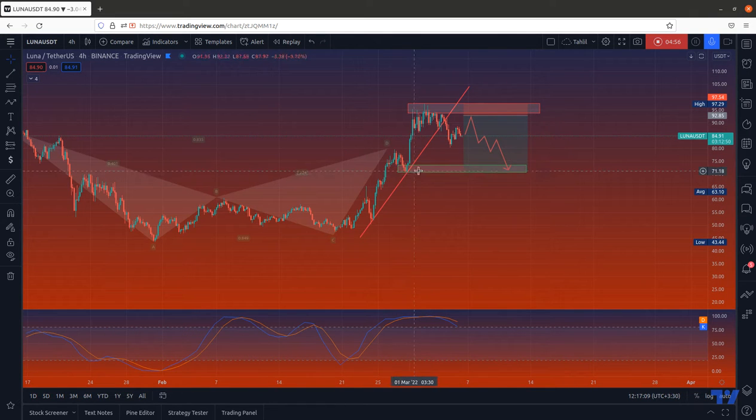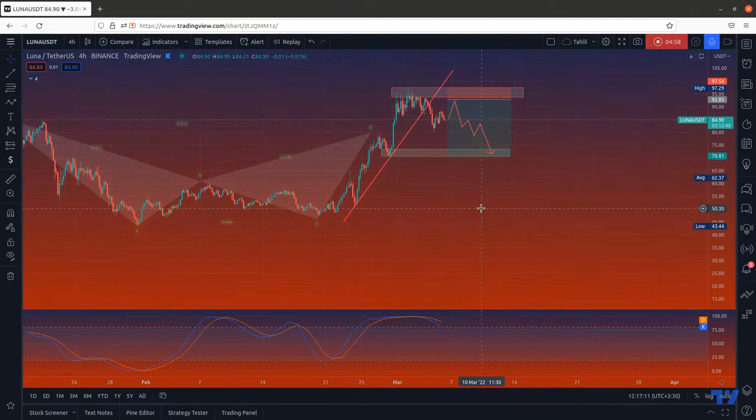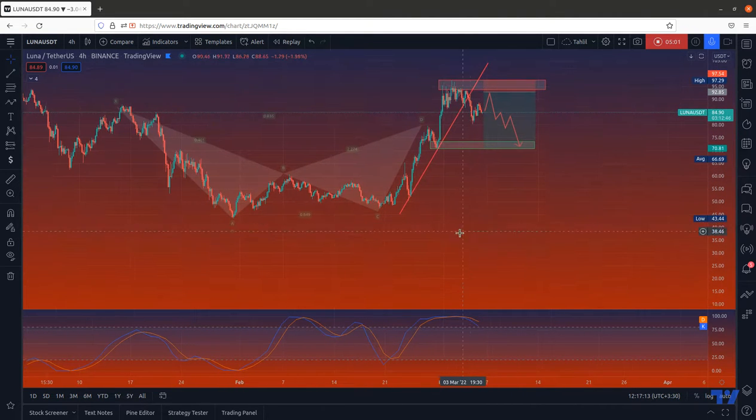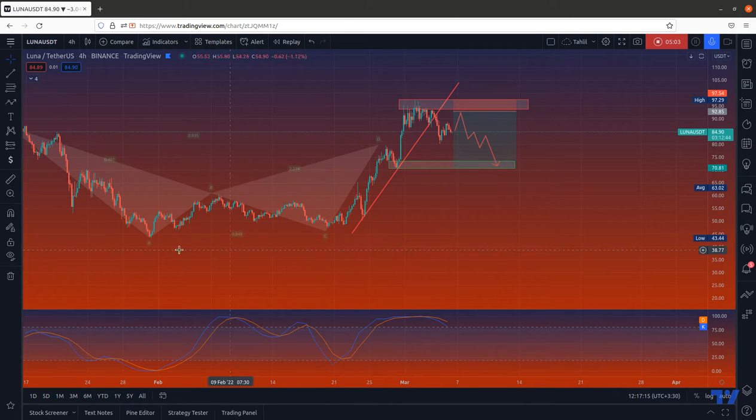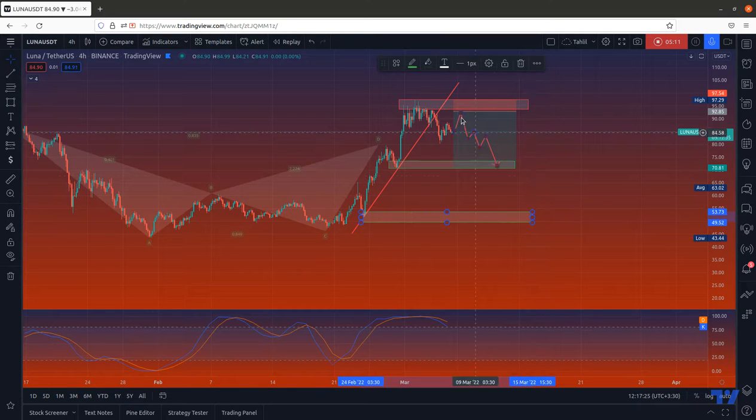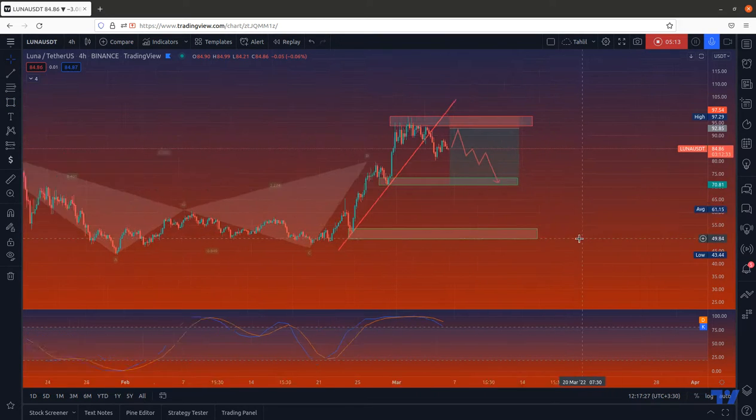If the price comes down to this support zone and this support zone is broken, we expect it to come all the way down to its next support zone, which would be in this area. This would be the next support zone for the price in case the first support is broken.